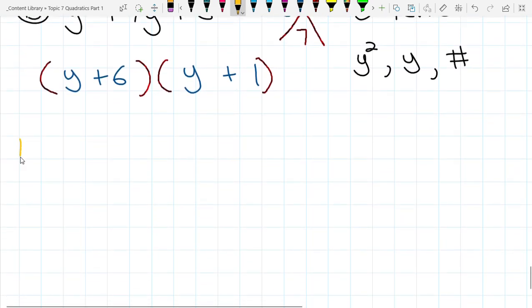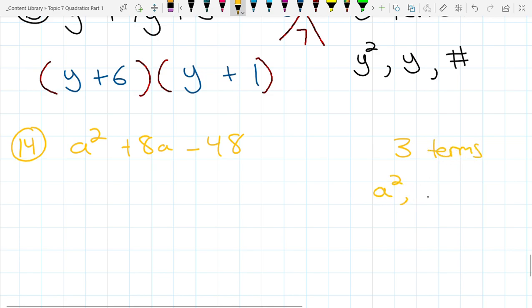14, we have a squared plus 8a minus 48. Again, we would look for a GCF, but we don't see one. Factor by grouping has to have 4 terms. We don't have it, but we do have 3 terms, and it is a squared, a number, so that's where we're going to use the diamond factoring.